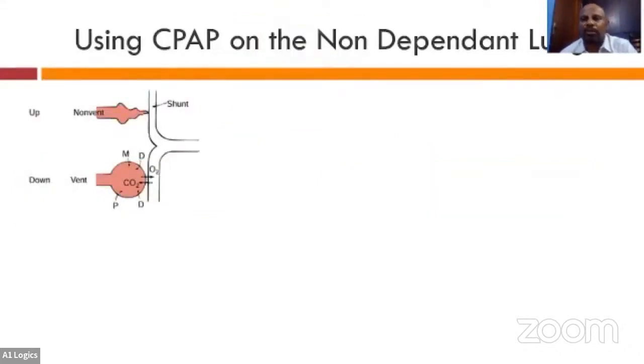We'll discuss some about how to use CPAP in the non-dependent lung. So this is the situation we are having. The upper lung, which is having a surgery, is non-ventilated. You have isolated this lung, and the dependent lung is getting full ventilation. But some amount of blood is flowing through the non-dependent lung also, which produces a shunt.